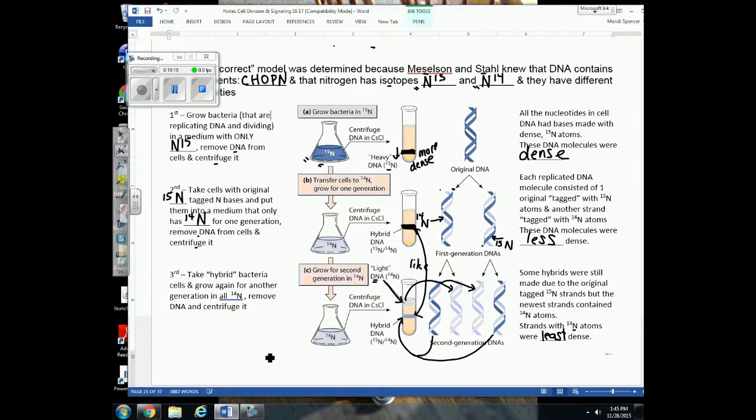So the only way to explain these results is if semi-conservative replication was occurring. If the other two types of replication were occurring, then we would not have gotten the bands that we did in the 3 different parts of this experiment.